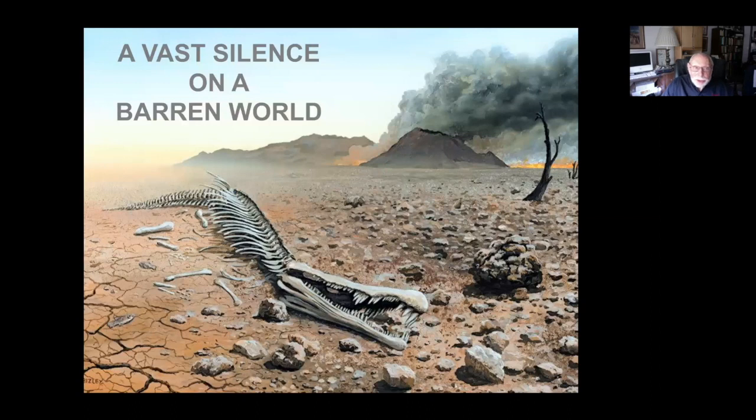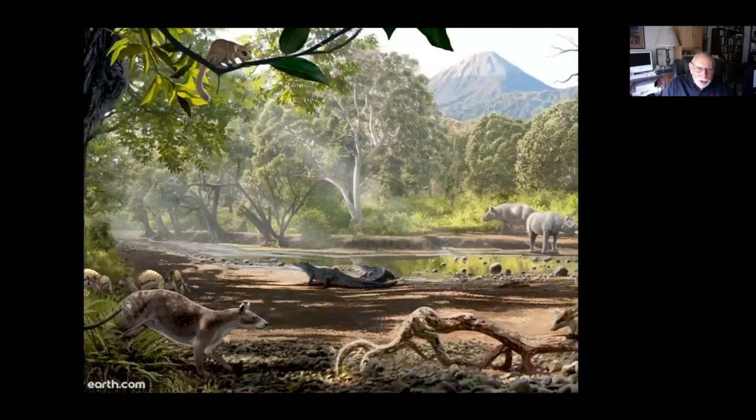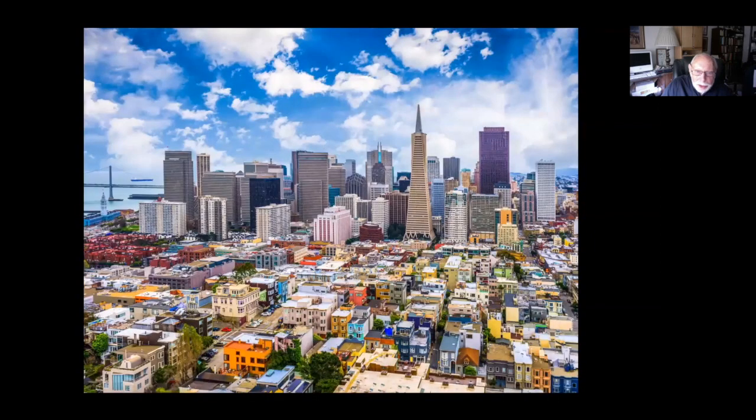So the result is a vast silence on a barren world in the aftermath of this huge impact. But birds would sing again. The earth would once again become green, and a group of animals appear, some of them very strange, would occupy the earth, including an unimposing primate whose descendants would go on to make things like this.